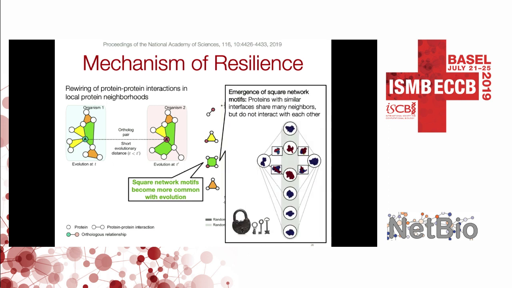And the one mechanism by which those square network motifs can emerge is because proteins with similar interfaces can share many interactors, many neighbors in the networks, but they do not necessarily directly interact. And this naturally creates those square types of motifs. And the analogy here is thinking of having a lock and a key, so they need to fit together and have the similar interface for the proteins to interact.